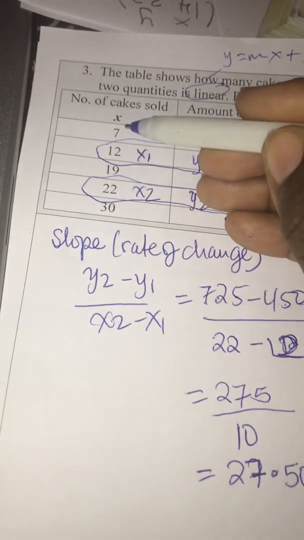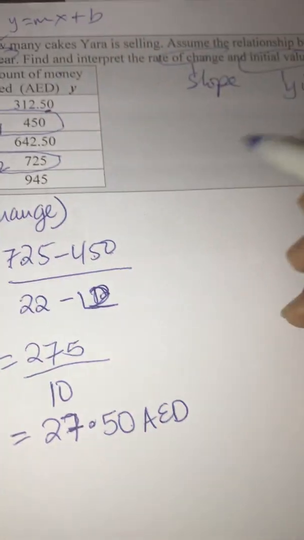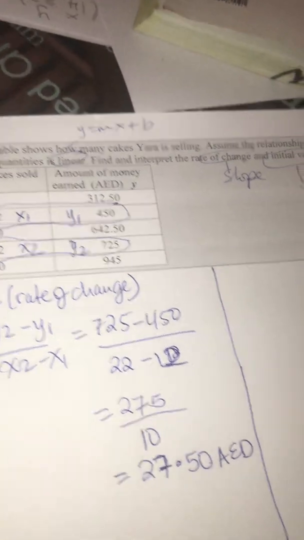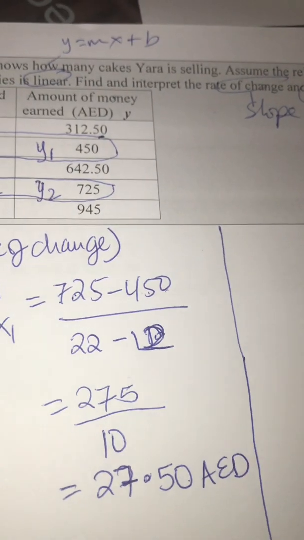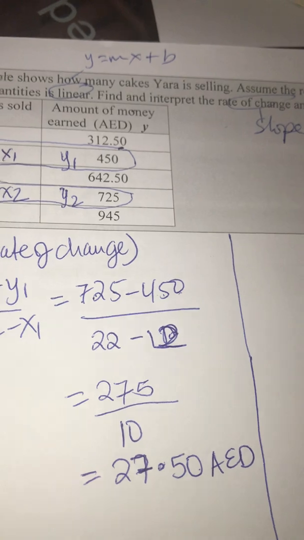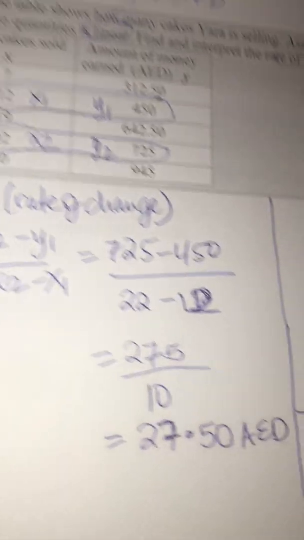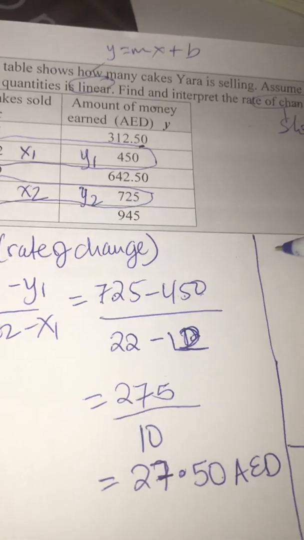Now I need to find my initial value. So there is no number with 0 on x. So that means I need to solve. Okay, I will find the y-intercept. I will do it two different ways: point slope or slope intercept form. Okay, so let's do point slope.